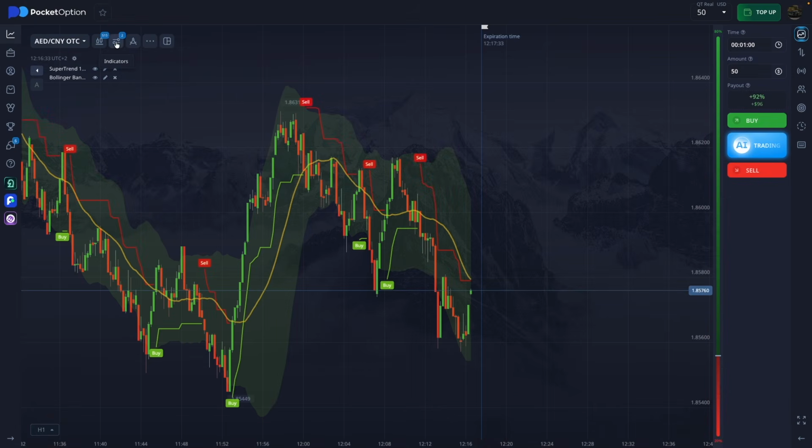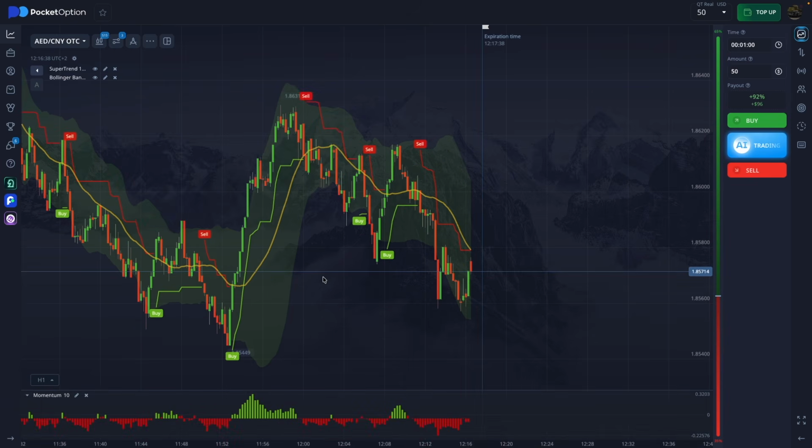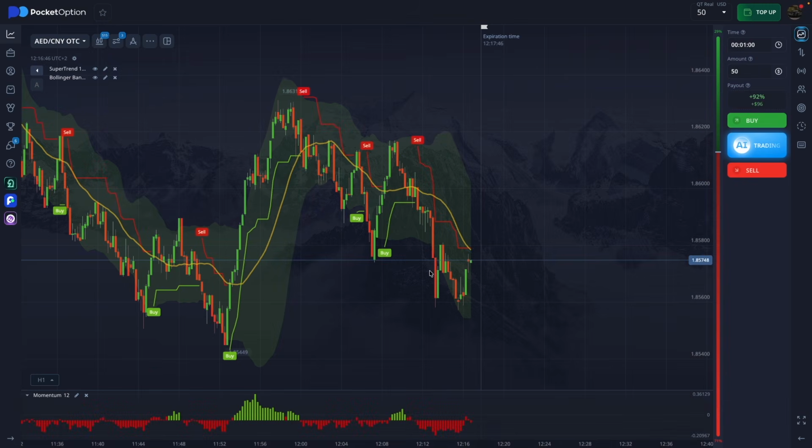The next indicator I will use in my work today is called momentum. I add this indicator to the chart, then I go to the indicator's settings, and here I increase the period to 12. I don't change anything else.